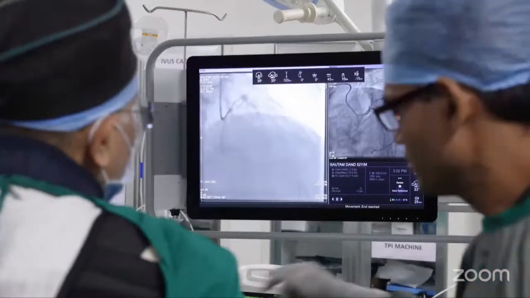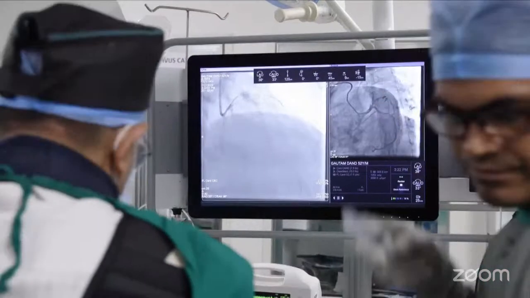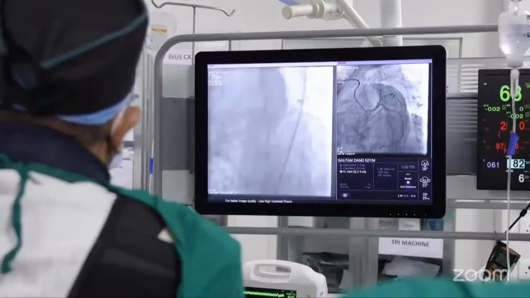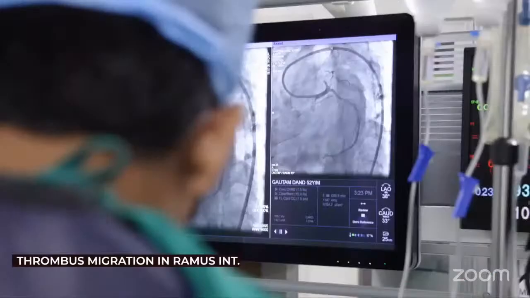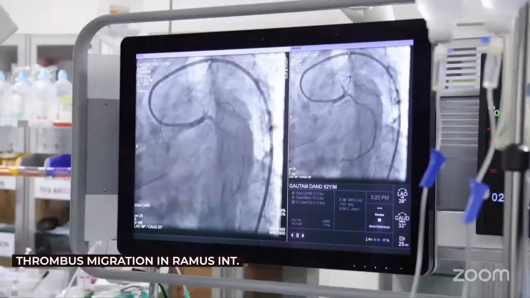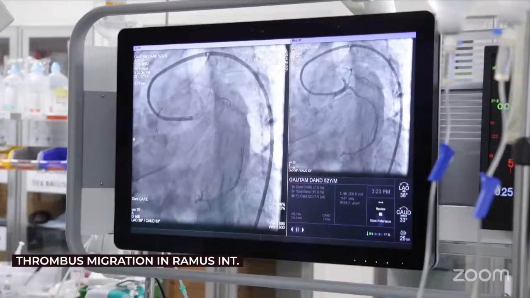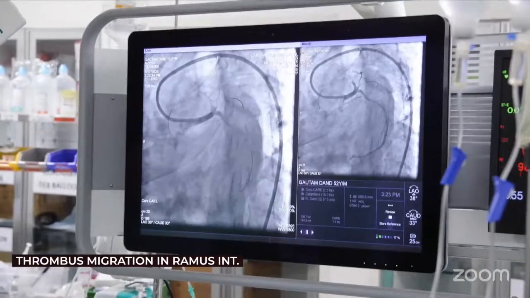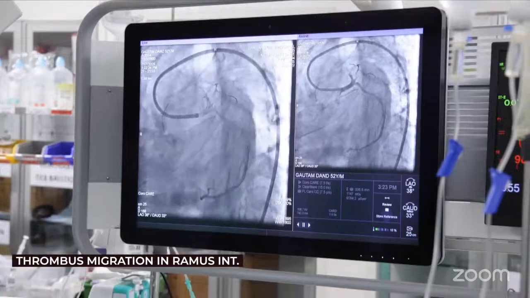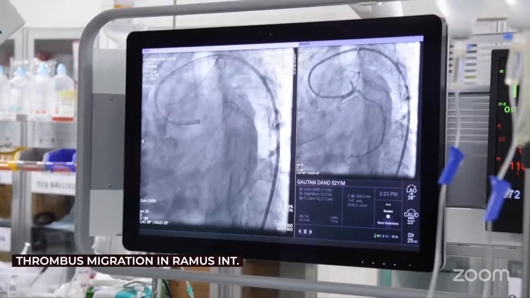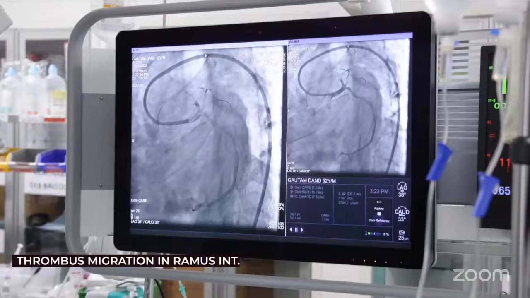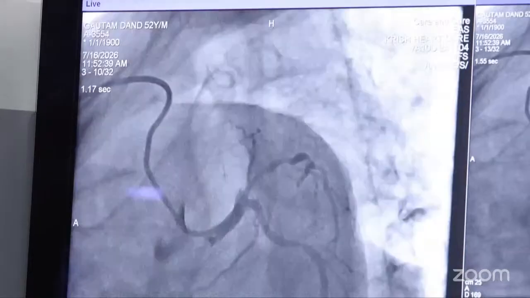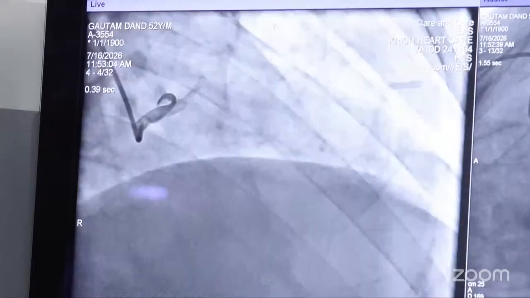Look at this angiographic picture. It has produced very slow flow. Here you can see that the LAD is still totally occluded, and there is significant slow flow in the ramus. This is very well visualized in the caudal view. Thrombus got migrated into the ramus intermedius. This was the pre-angiographic picture in the cranial and caudal views.